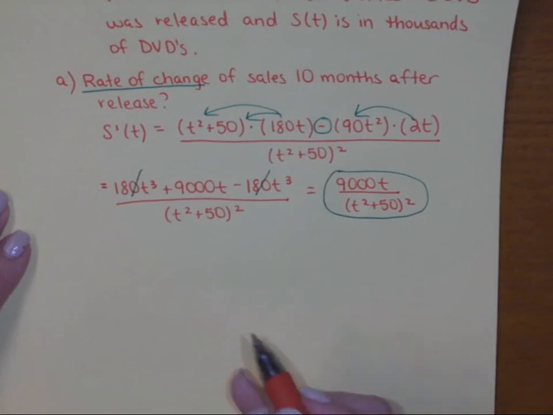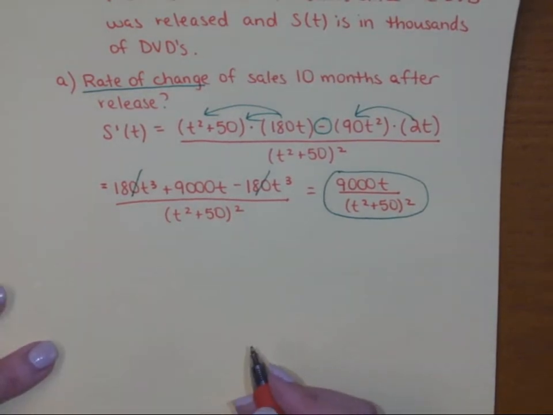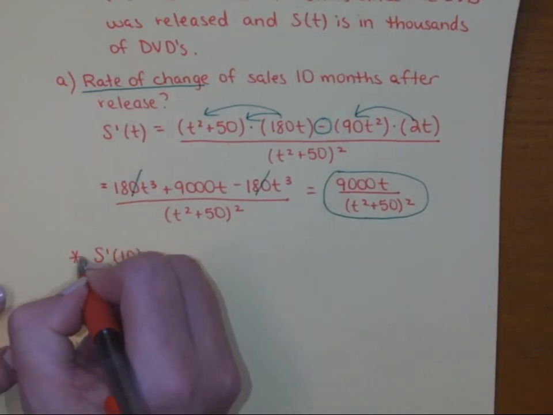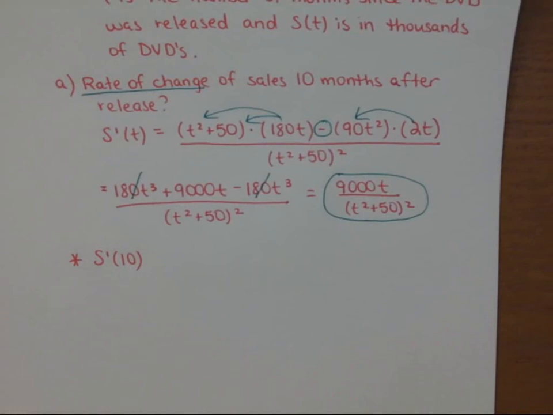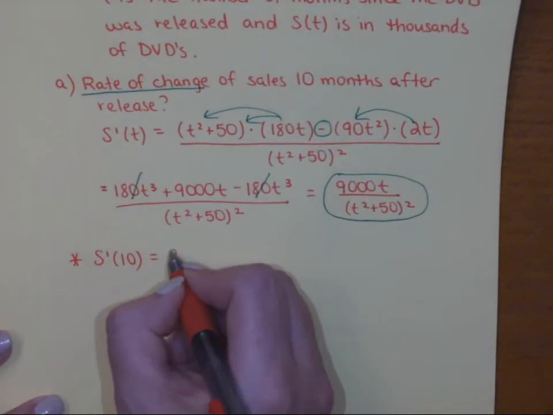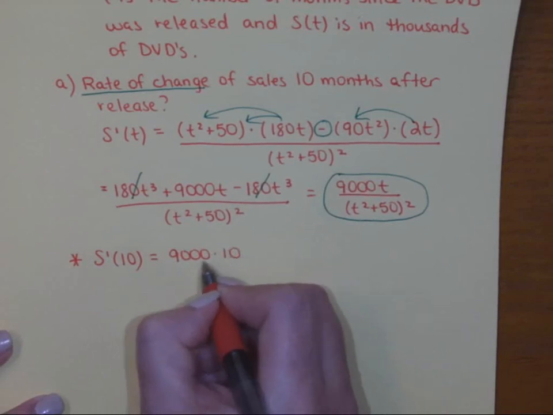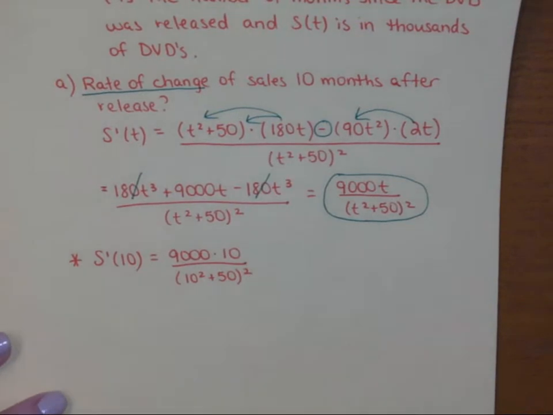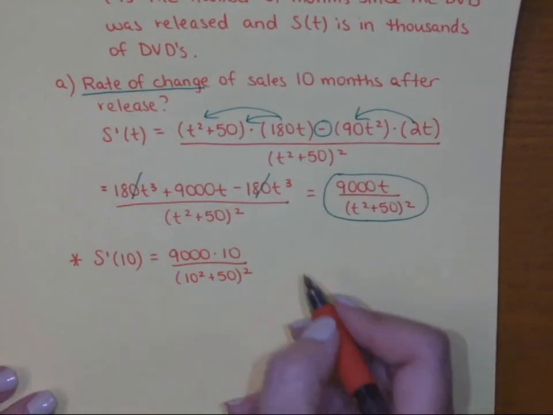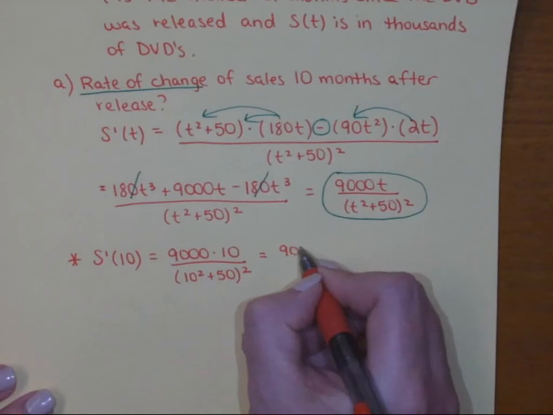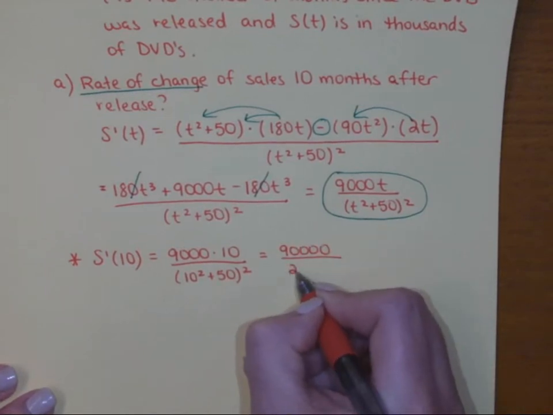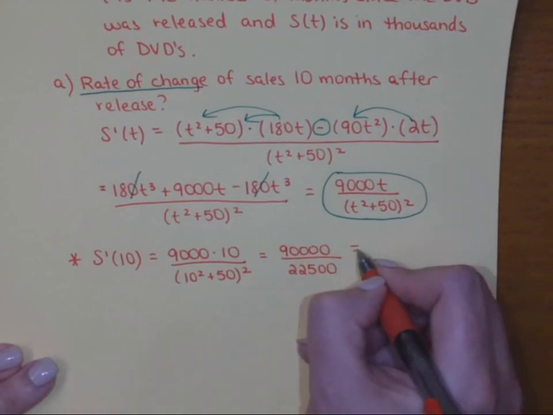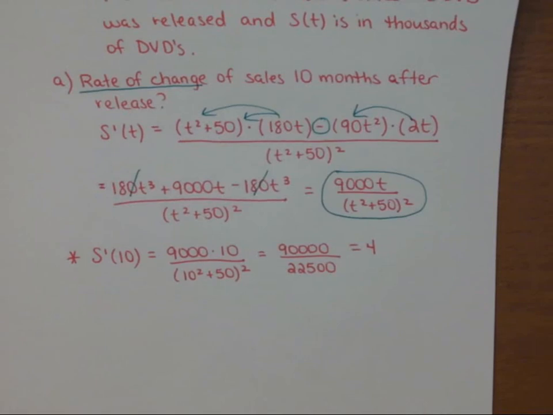But notice this problem specifically asked me for the rate of change 10 months later. Okay, that means time is 10, right? So I need to actually find, I'm going to put a star by this. This is what I'm actually asked to find in this part. So I'm going to plug in 10 to my slope equation. So 9,000 times 10 on the top, parentheses 10 squared plus 50, and then that whole thing squared on the bottom. So use your calculator, but you get 90,000 on the top, you get 22,500 on the bottom, and this works out to be 4 when you reduce it.